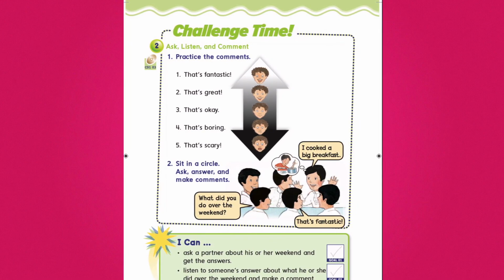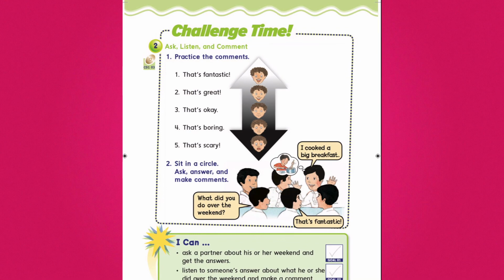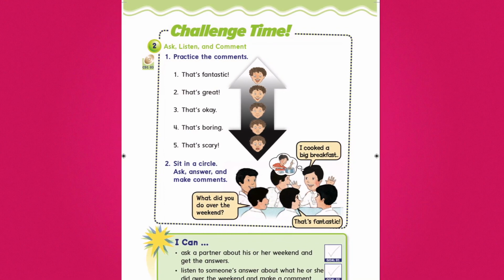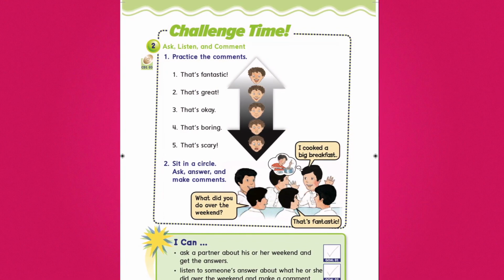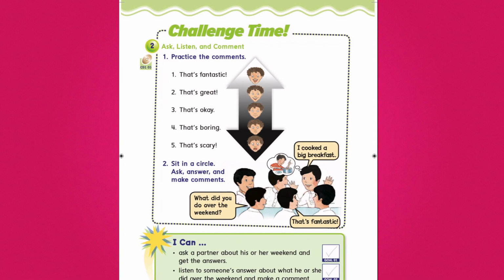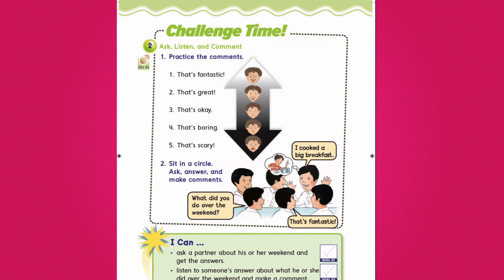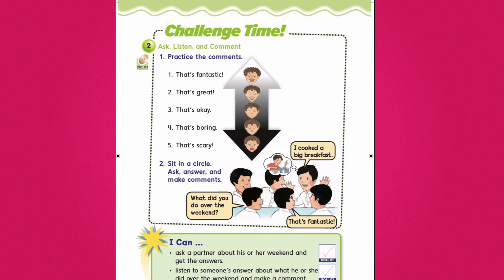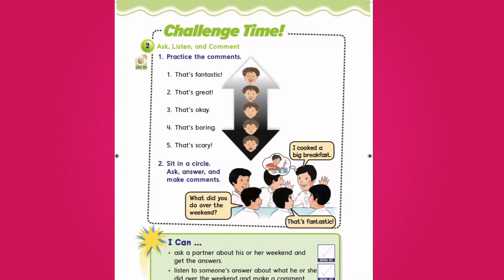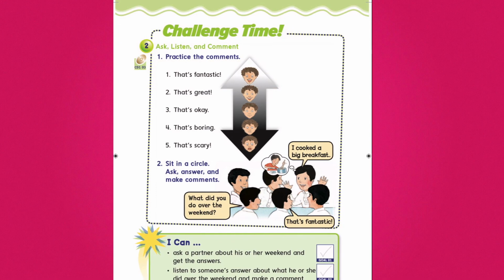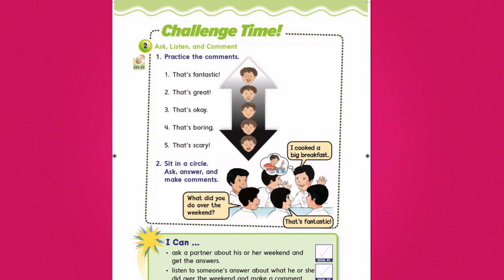2. Sit in a circle. Ask, answer, and make comments. What did you do over the weekend? I cooked a big breakfast. That's fantastic. What did you do over the weekend? I watched a new DVD. That's great. Now let's play for real.